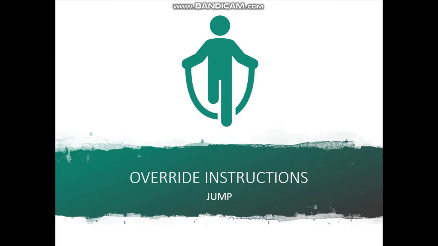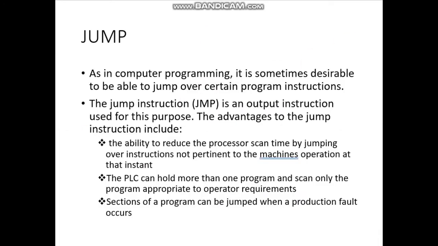Okay, now we move over to the next override instructions, which is jump. As you think of the term, it is basically if you're trying to skip some instructions. So what is the difference between this and MCR? The jump instruction is basically for the purpose of skipping, but the output is different from the ones that we see in MCR.